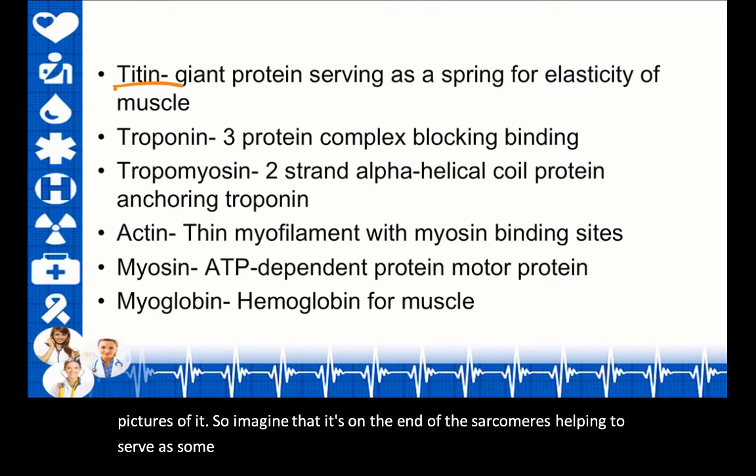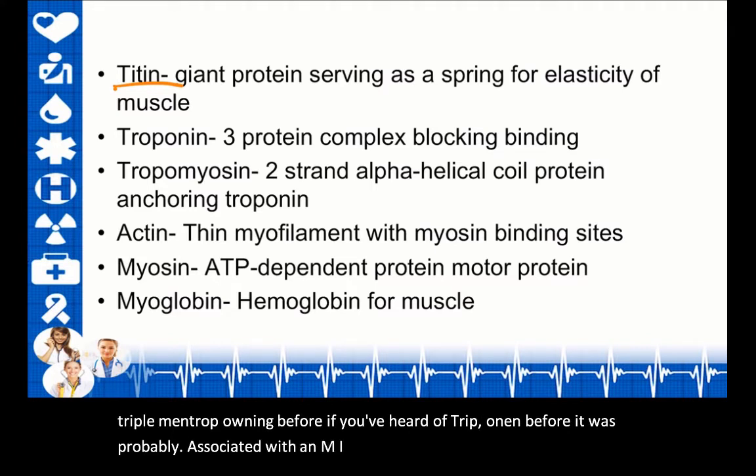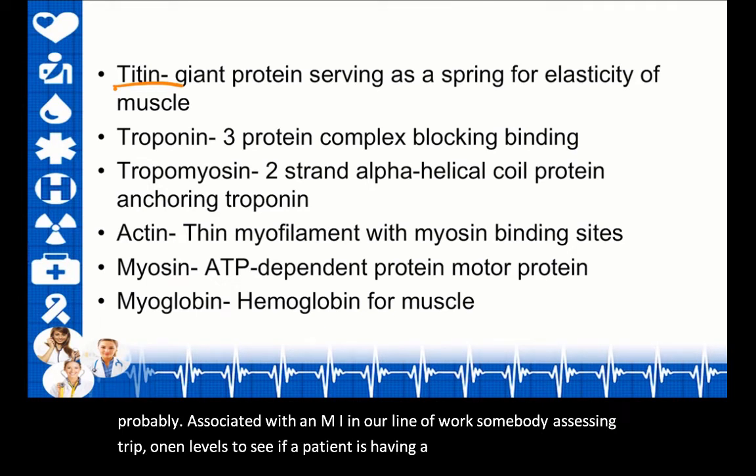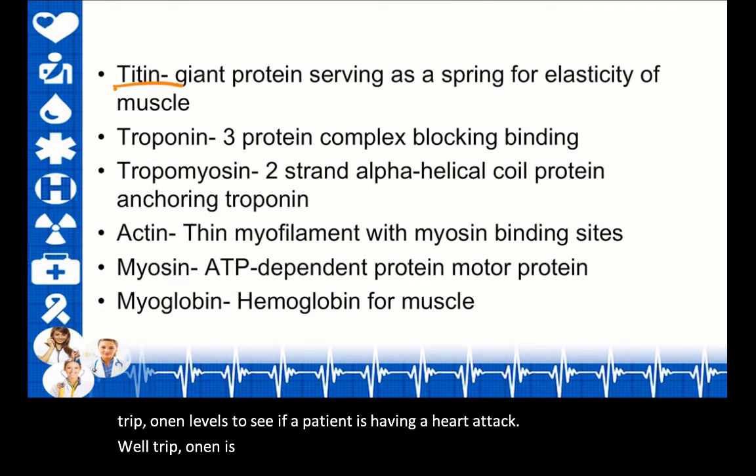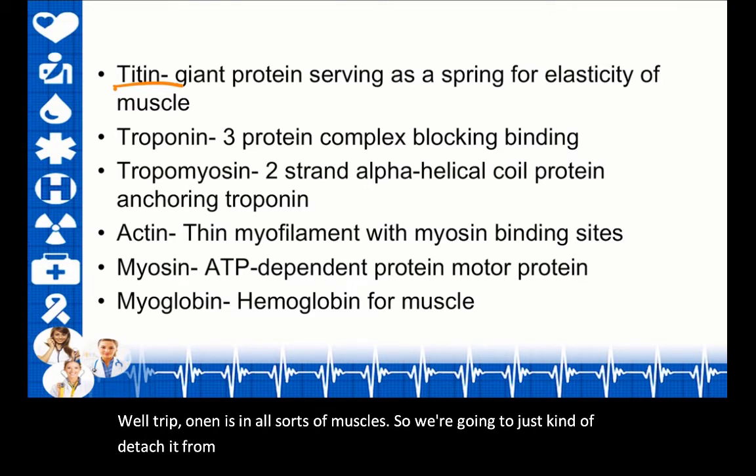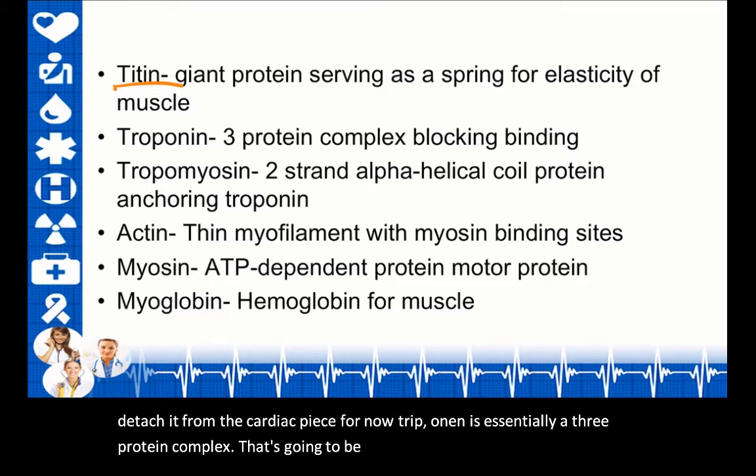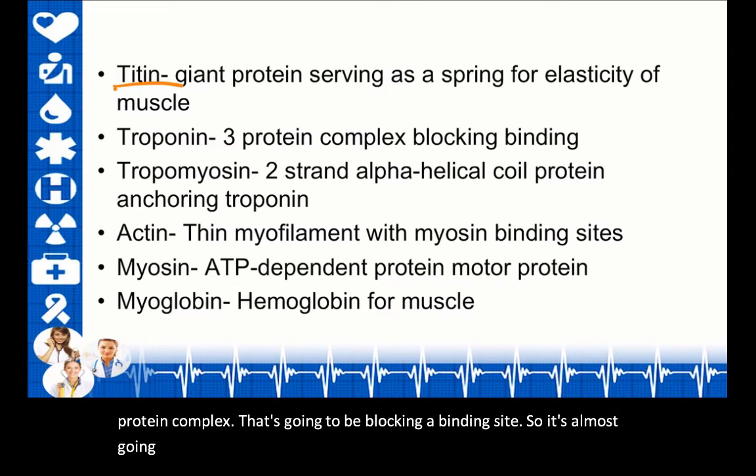Troponin we'll talk about. You may have heard of troponin before. If you've heard of troponin before, it was probably associated with an MI in our line of work, somebody assessing troponin levels to see if a patient is having a heart attack. Well, troponin is in all sorts of muscle, so we're going to just kind of detach it from the cardiac piece for now. Troponin is essentially a 3-protein complex that's going to be blocking a binding site. So it's almost going to require a key to remove it so that actin and myosin can bind together.